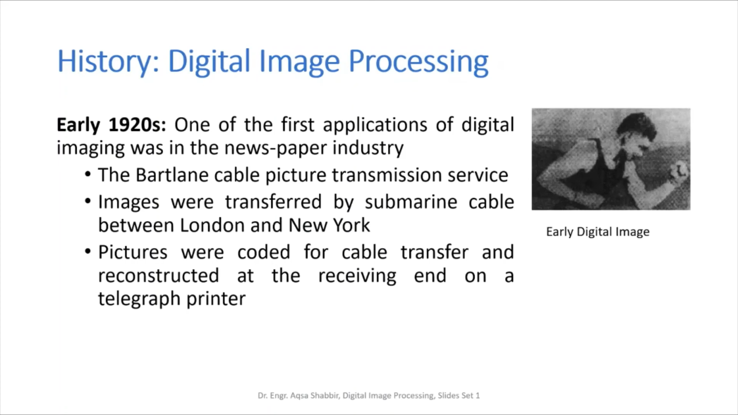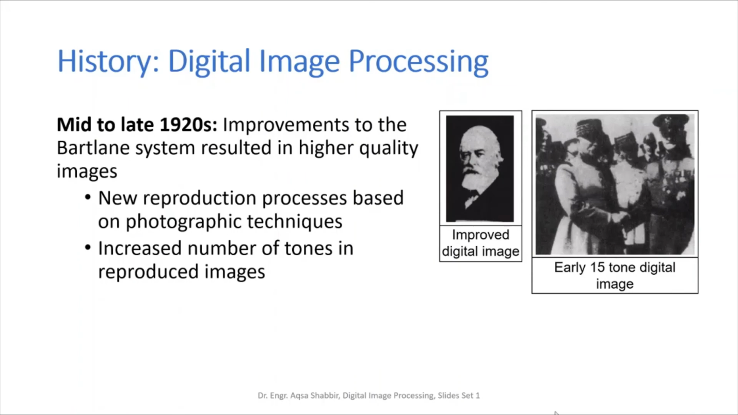Then towards the end of the 1920s, they were using 15 gray levels. The pictures were coded, and then they were transferred through these submarine cables, and then were reconstructed at the receiving end on a telegraph printer. From the mid to late 1920s, improvements to the Bartlane system resulted in higher quality images. New reproduction processes based on photographic techniques led to an improvement in quality, and as I told you earlier, by the end of the 1920s, up to 15 gray levels were used in the production of digital images.